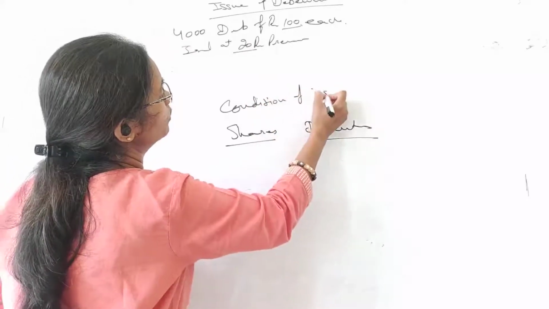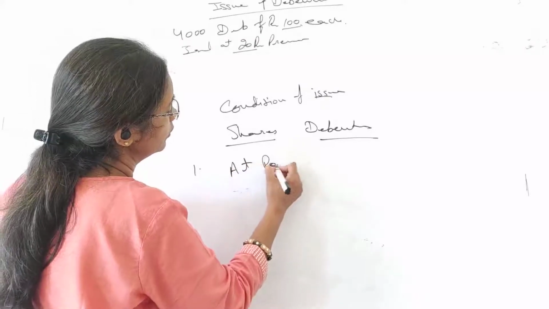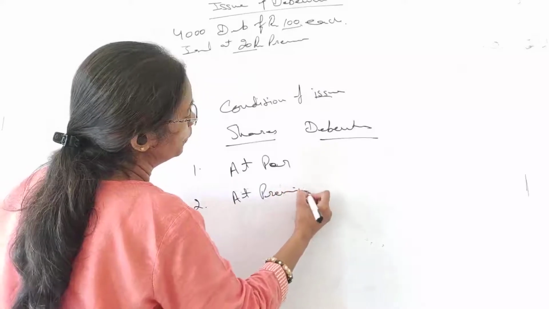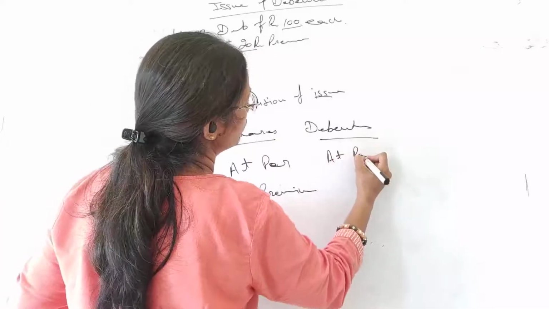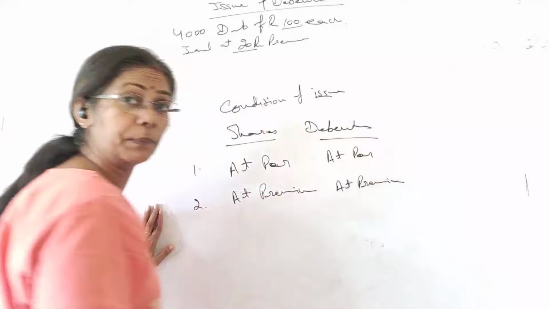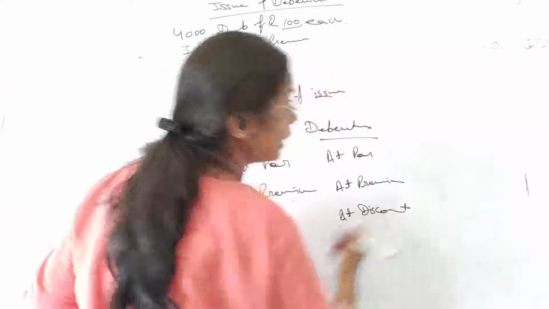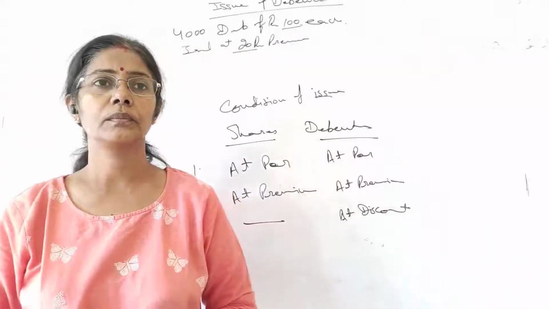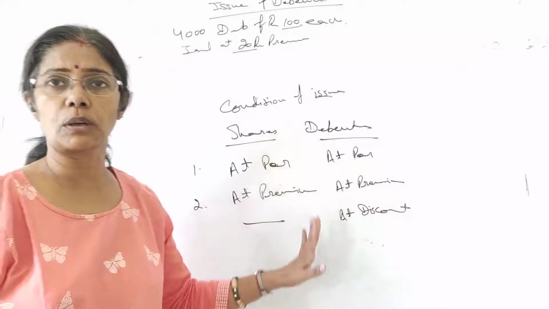Condition of issue. Shares can be issued at par and at premium. That's all. Debentures are issued at par, at premium and at discount also. And here this is not available. Will you remember? Yes, all of you? Okay. Condition of issue I'm talking about.